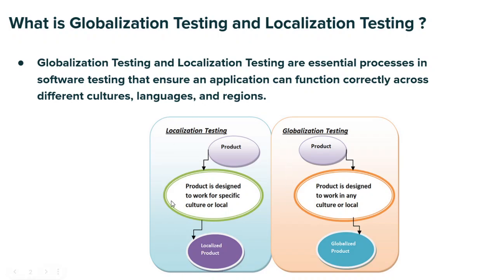Whereas there can be specific applications, for example Baidu.com or QQ.com. Those are very localized products. They are accessible only by Chinese people, so they are specifically designed for specific countries. Such aspects we have to verify during localization testing. We have to verify that the product is designed to work for a specific culture and specific locale only, that the translation is correct, and that all data inputs are handled correctly for the localized product. So that is about globalization and localization testing.